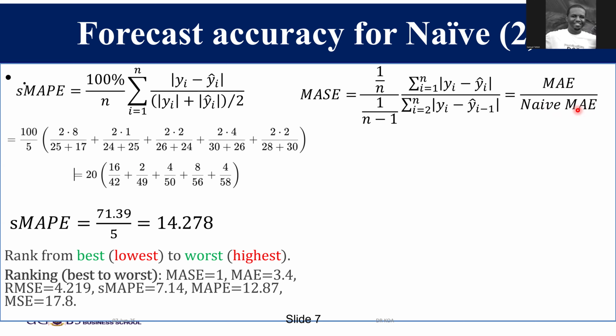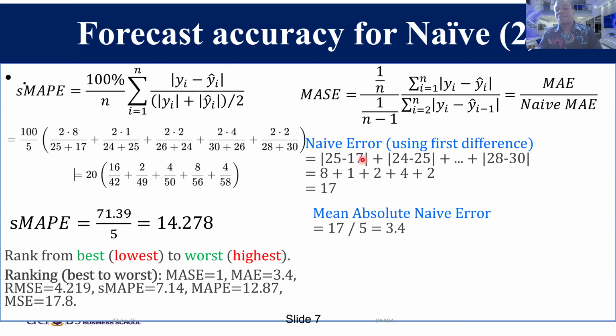Mean absolute scaled error. Good. Mean absolute scaled error. So you take the MAE you would have calculated from here for that particular method. Now, in this case, since you are calculating the naive error, its MAE is its naive error itself. The naive error's MAE is 3.4. Then the naive MAE is also 3.4. So when you substitute each one of these, this is a naive MAE.